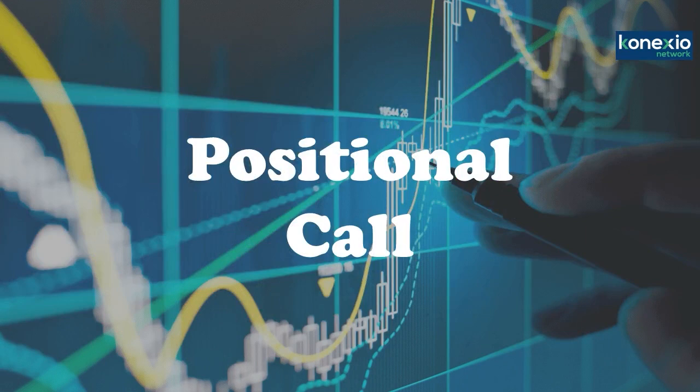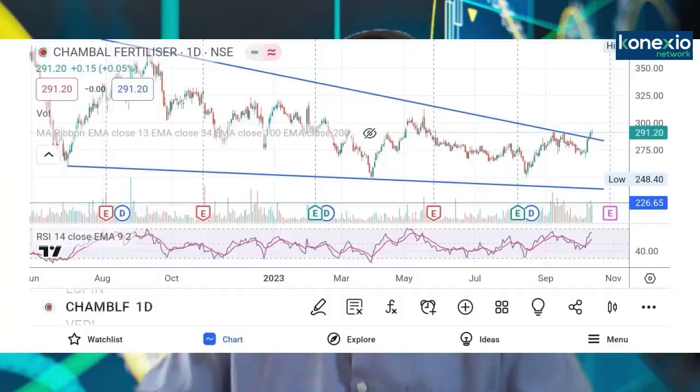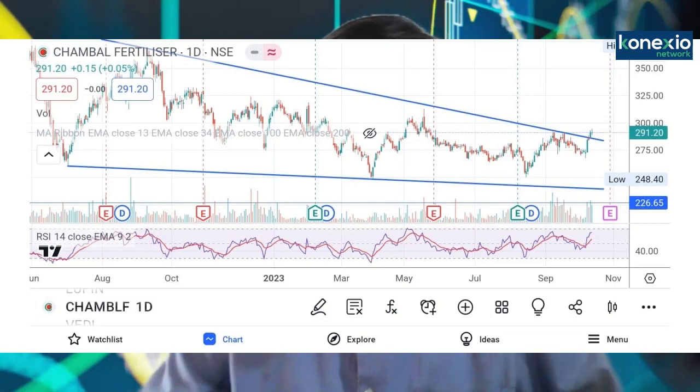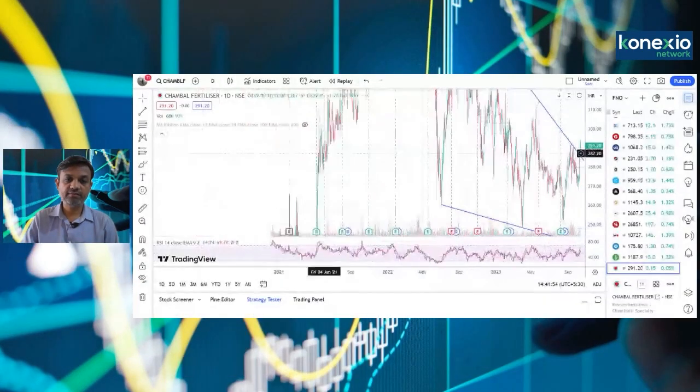Now friends, let us come to the final segment of our show, which is the positional call. I've identified one stock from the fertilizer segment. The name of the stock is Chambal Fertiliser. So friends, let us go to the daily charts of Chambal Fertiliser. Now this is the daily chart of Chambal Fertiliser.